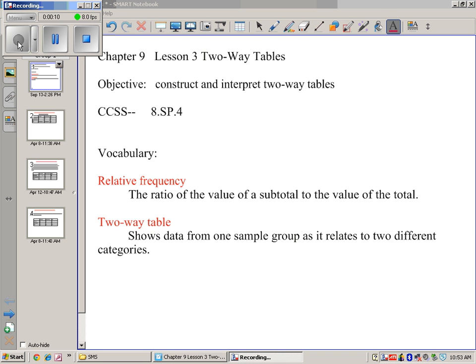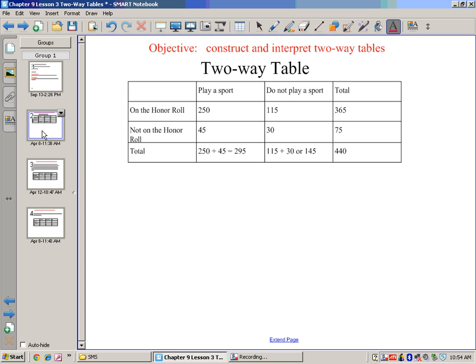We have two vocabulary words for this lesson: relative frequency. That's the ratio of the value of the subtotal to the value of the total. It sounds foreign maybe now, but we'll get into the tables and we'll talk about relative frequency. And a two-way table shows data from one sample group as it relates to two different categories. Okay, once again, you can always pause the video to write down your definitions and then continue at your own pace.